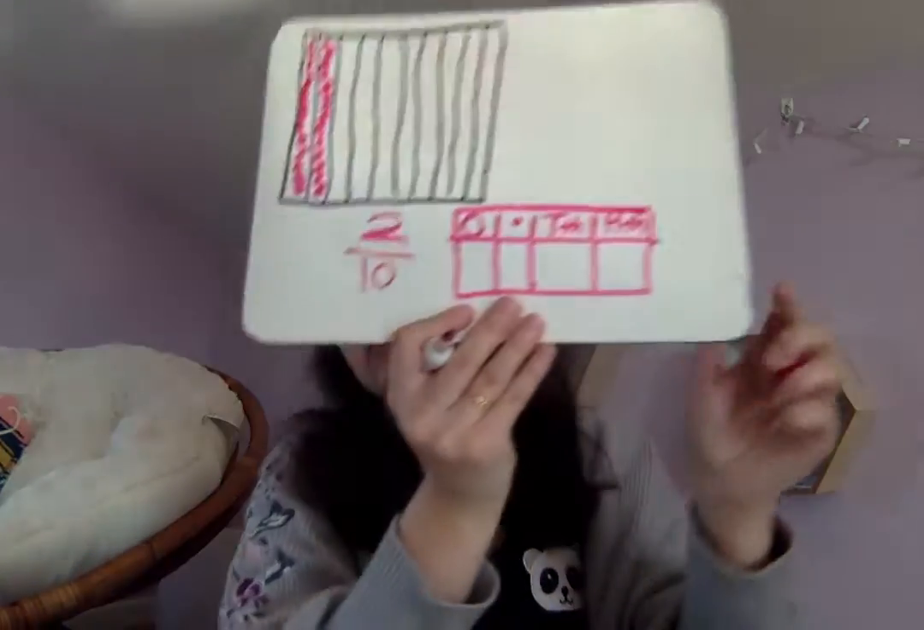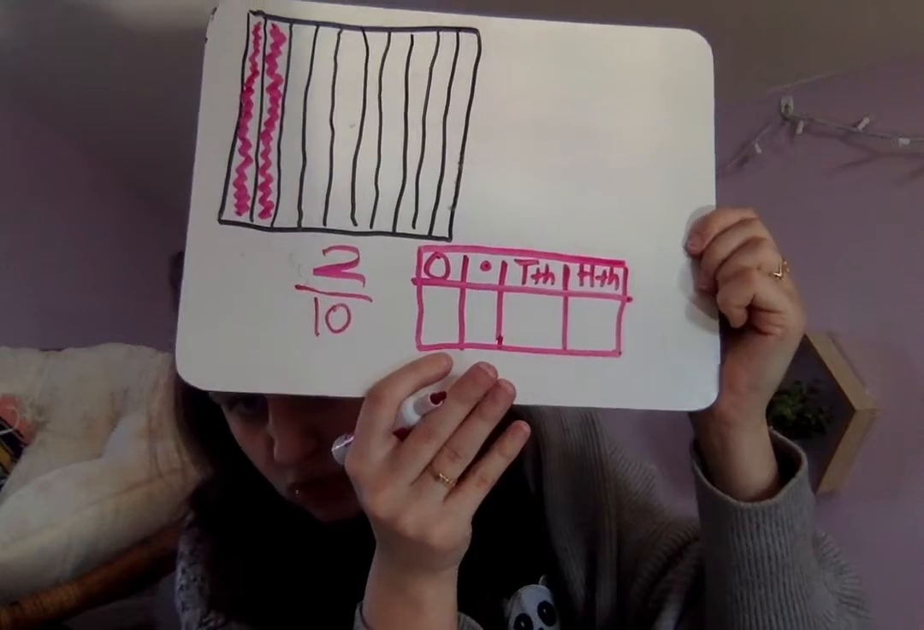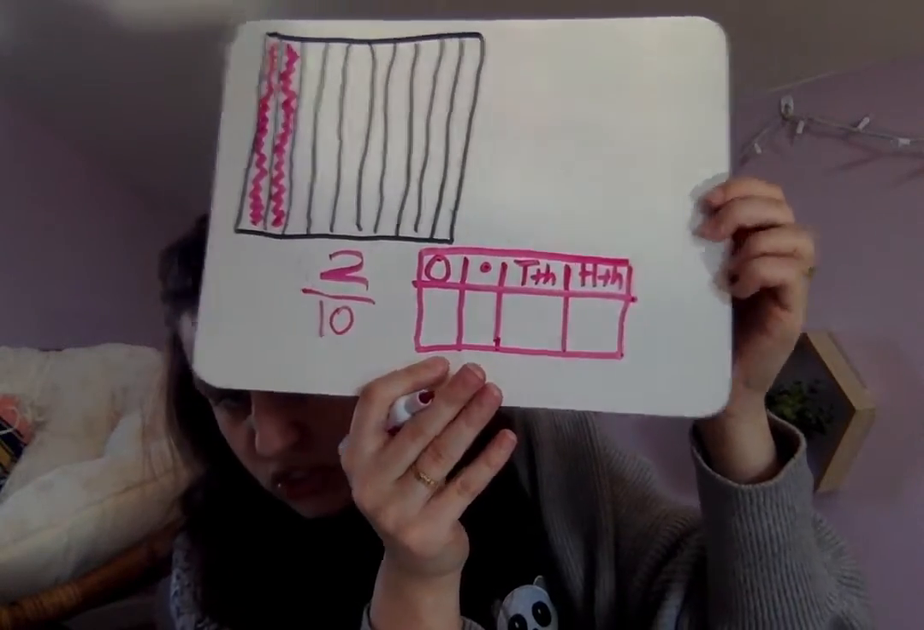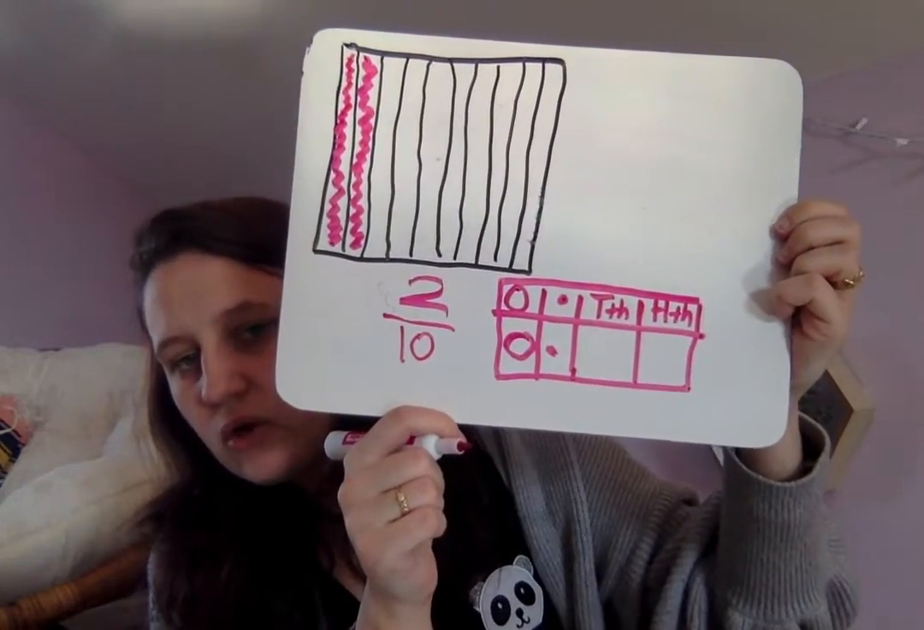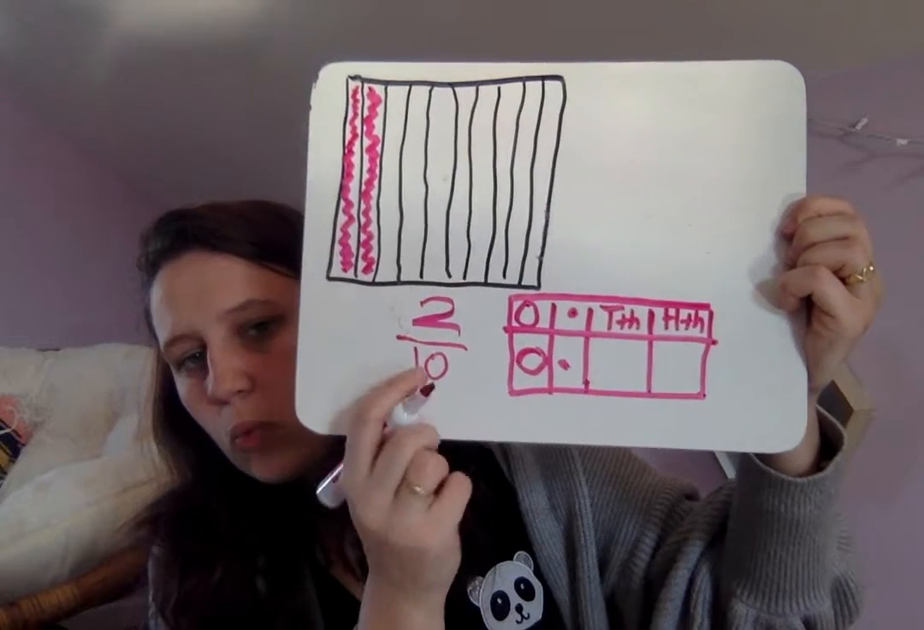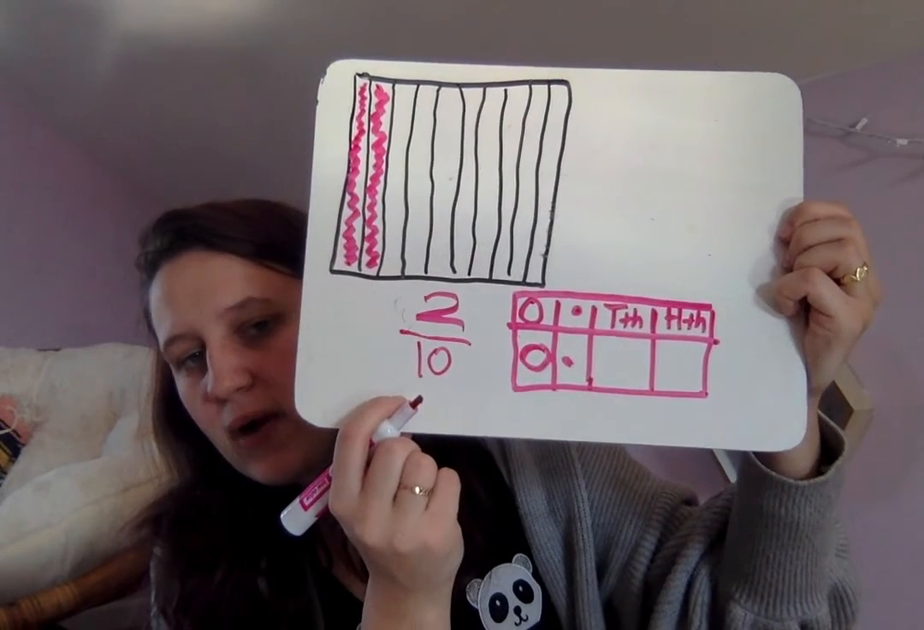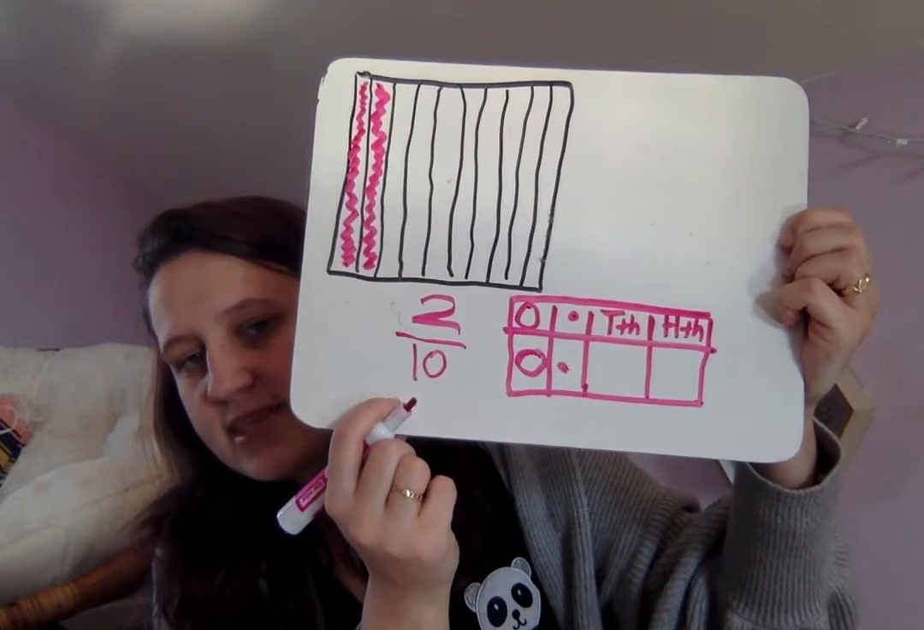Now, 2 over 10. Do I have any ones? Do I have any whole numbers? No. So I'm going to put a 0. And that means I have to put my decimal point. Always put the decimal point. What number is on top? I have a 2 out of 10. I have 2 tenths. Put it right there, the 2.